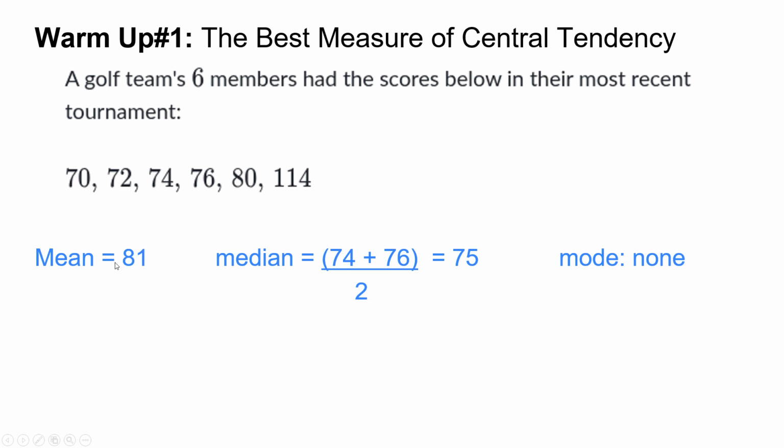We note that the 81 is quite high. In fact, the 81 is bigger than all but one of the pieces of data, right? So 81 seems quite unusual to choose. The median is 75, which by definition is right in the middle. So in this case, we would choose the median because it seems most representative of the data.